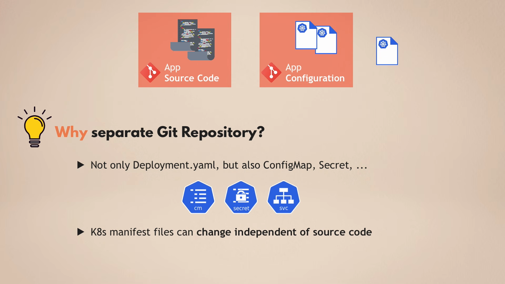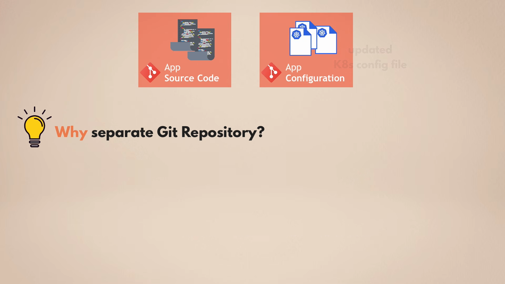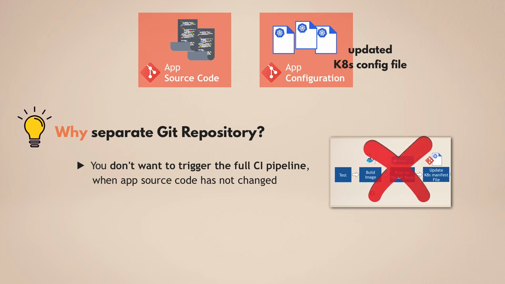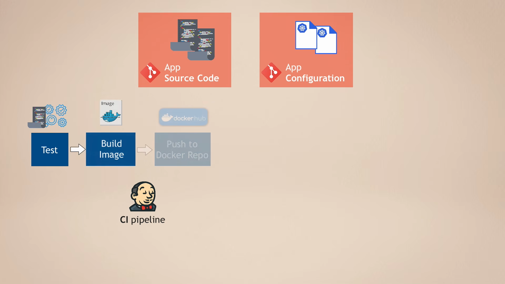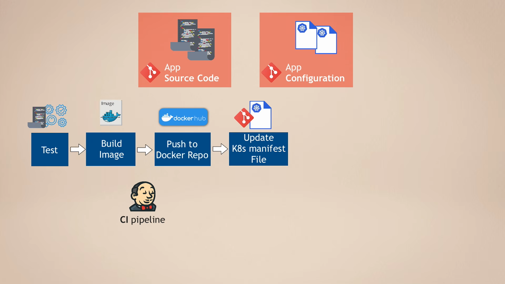And when you update a service YAML file for the application, which is just the application configuration and not part of the code, you don't want to run the whole CI pipeline for the application because the code itself has not changed. And you also don't want to have a complex logic in your build pipeline that has to decide and check what actually changed. So again, the Jenkins CI pipeline will update the deployment.yaml file in a separate Git repository where the Kubernetes manifest files are for the application.